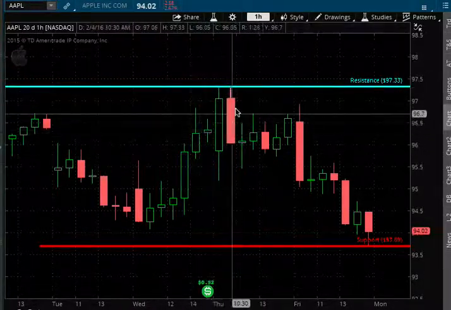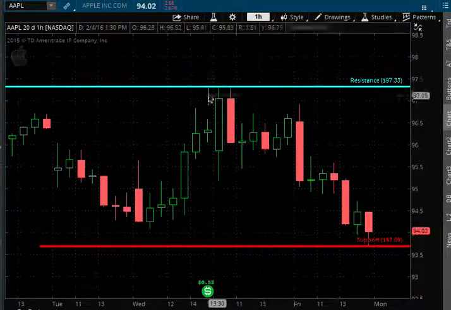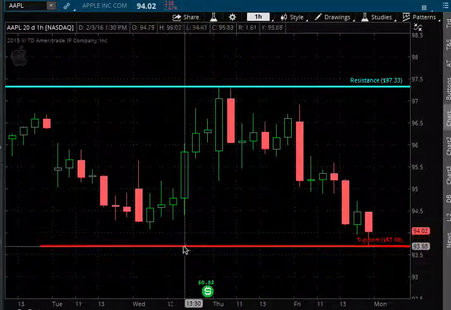Now, I don't want to explain what channels are at this particular time, but for now, this is resistance. Resistance is a level that you're trying to travel through, trying to get through its highest price. Support level is a level of support.